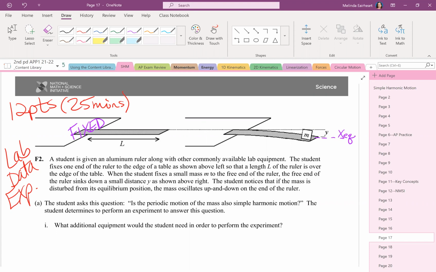The student asks the question, is the periodic motion of the mass also simple harmonic motion? The student decides to perform an experiment.